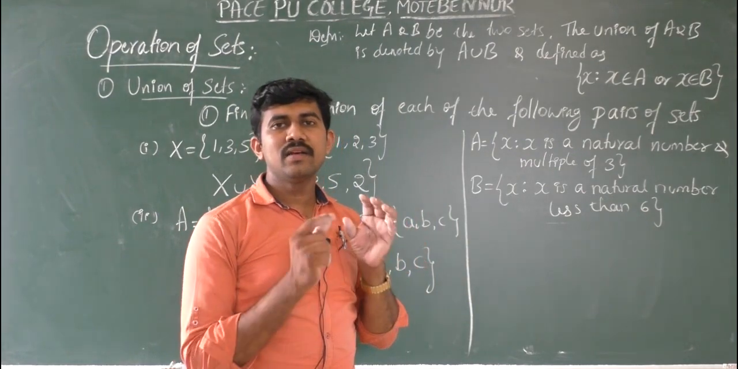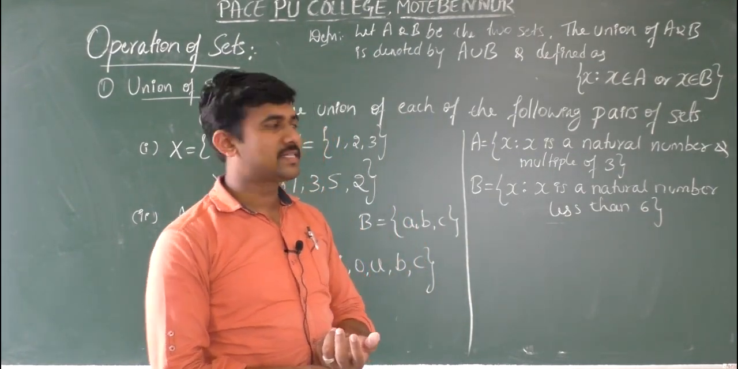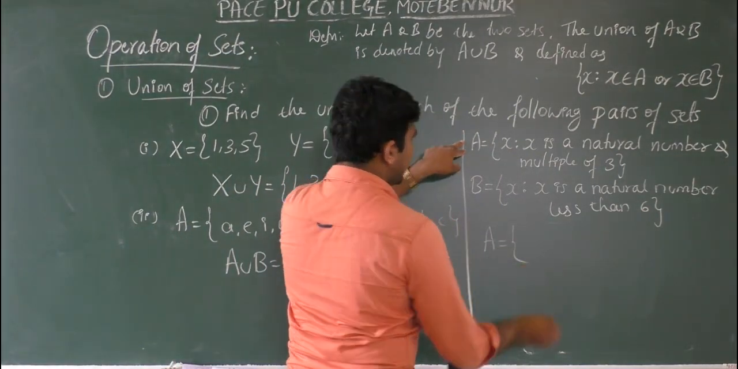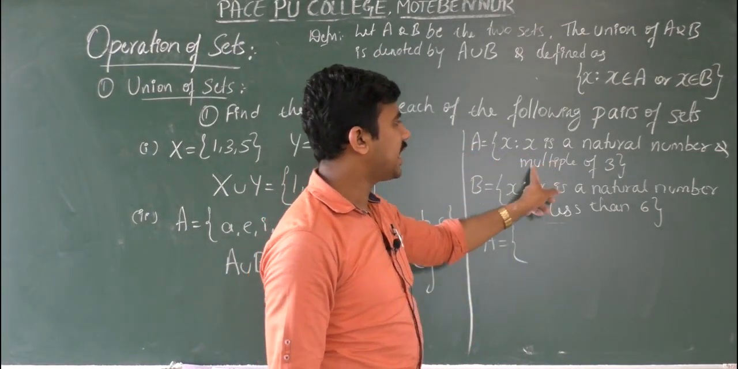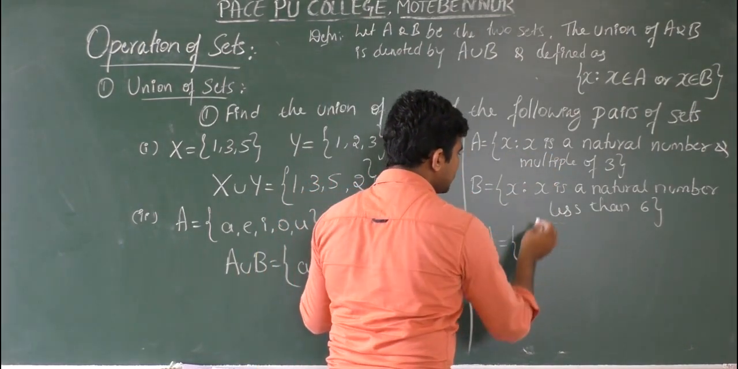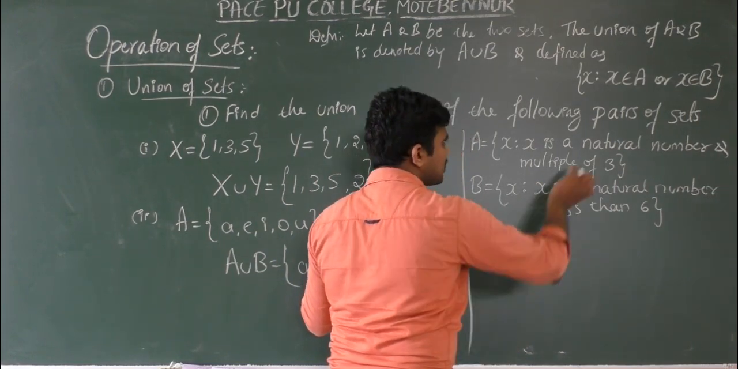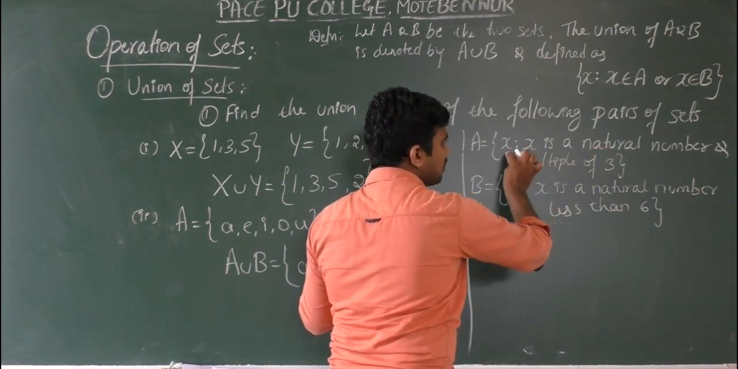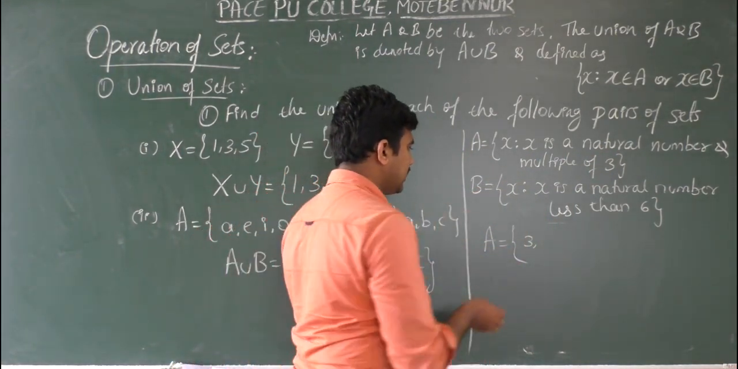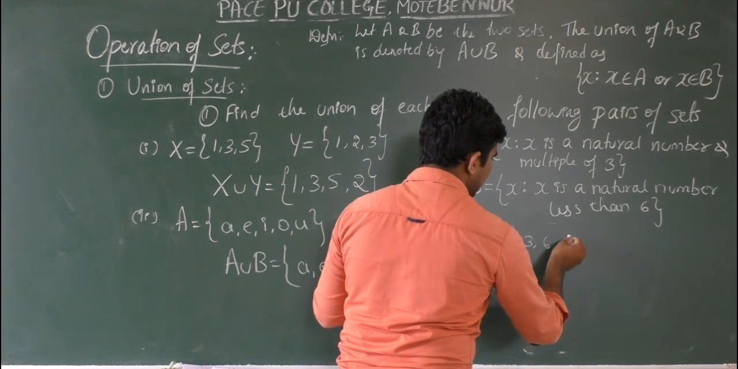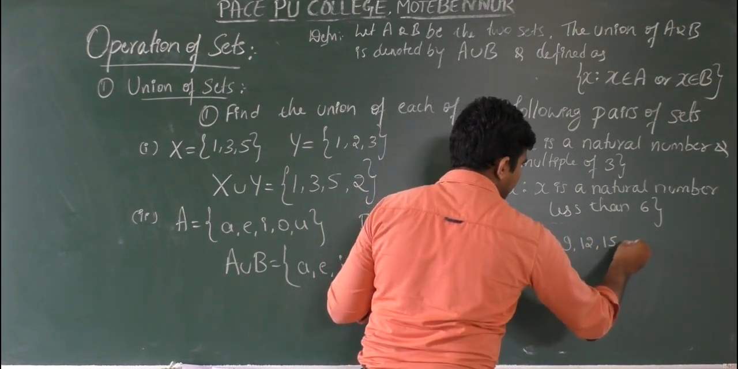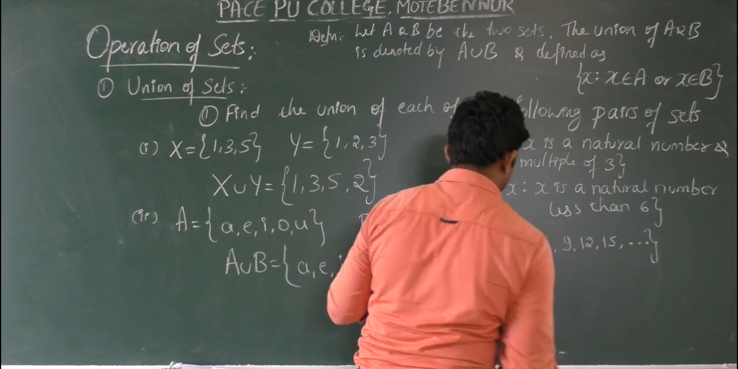First write that in roster form to identify the elements. So what we'll get, A is equal to the set of all X such that X is a natural number and multiples of 3. So multiples of 3, what will you get? 3 ones are 3, okay, 3 first because X is a natural number and should be a multiple of 3. Next 3 twos are 6. 3 threes are 9. 3 fours are 12. Next 15. Like this it continues and so on.